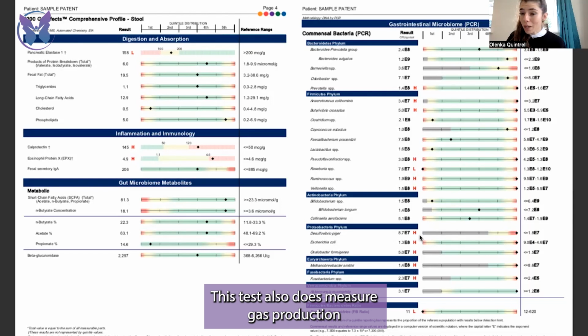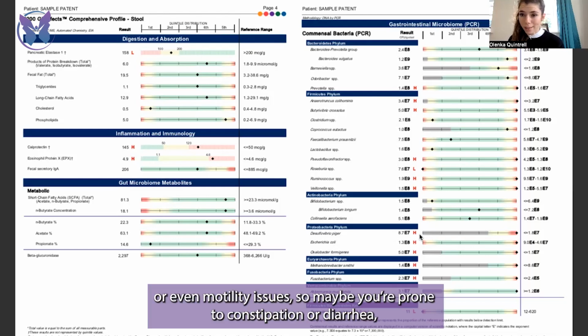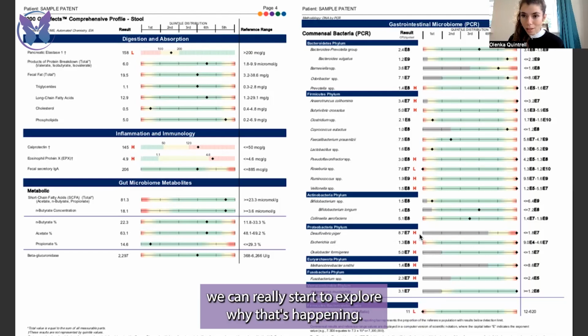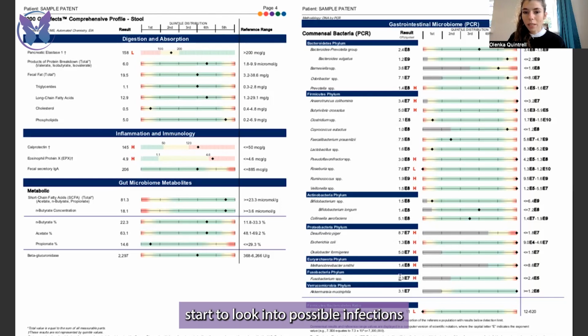This test also does measure gas producers. So if you are someone who suffers with a lot of bloating or distension, or even motility issues, so maybe you're prone to constipation or diarrhea, we can really start to explore why that's happening. And then the latter section is where we start to look into possible infections.